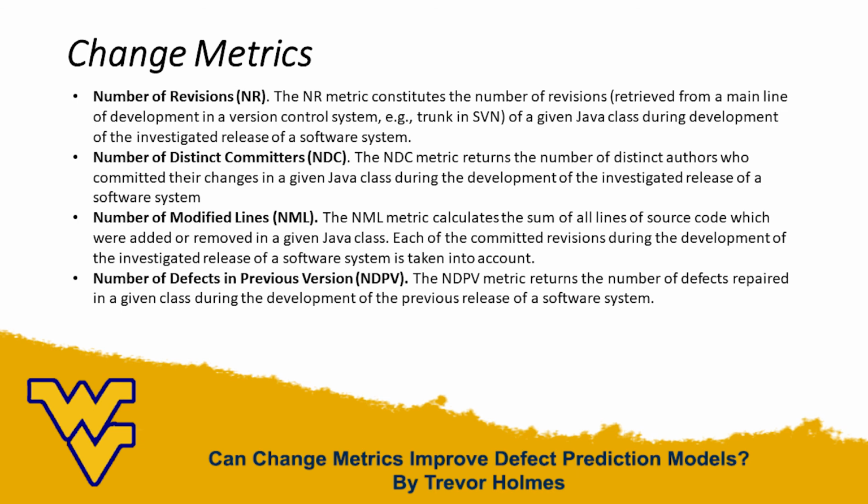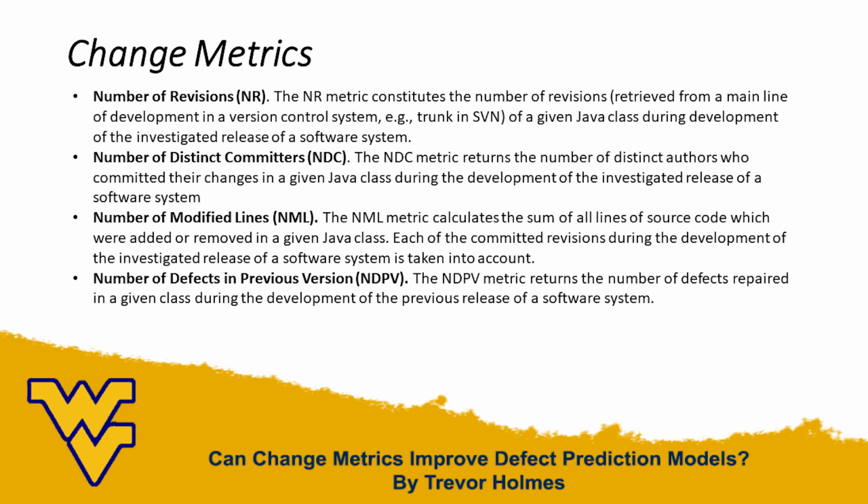The number of revisions metric is the number of revisions of a given Java class during development of the investigative release of a software system. The number of distinct committers is basically the number of distinct authors who committed their changes in a given Java class or worked on the class. The number of modified lines is the metric that calculates the sum of all the lines of source code which were added or removed in a given Java class during that release. The number of defects in previous versions calculates the number of defects repaired in a given class during the last release of the software.